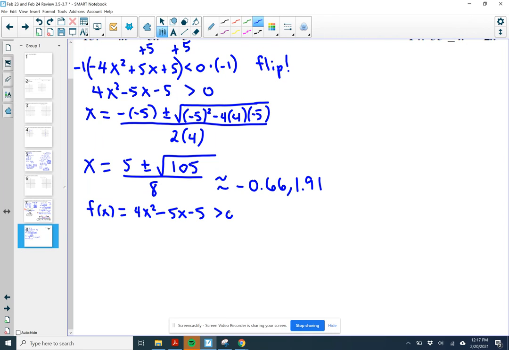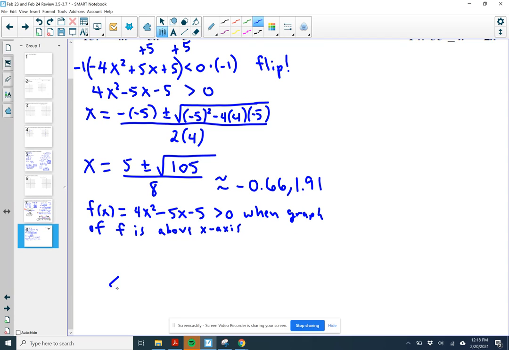We want to know when it's greater than 0. That is going to be greater than 0 when the graph of the function f is above the x-axis, because f of x is y. So we're looking at where the y values are greater than 0. So if we were graphing the quadratic, y equals 4x squared minus 5x minus 5, it's going to be greater than 0 when your function is above the x-axis. Okay, so just a little quick analysis here.